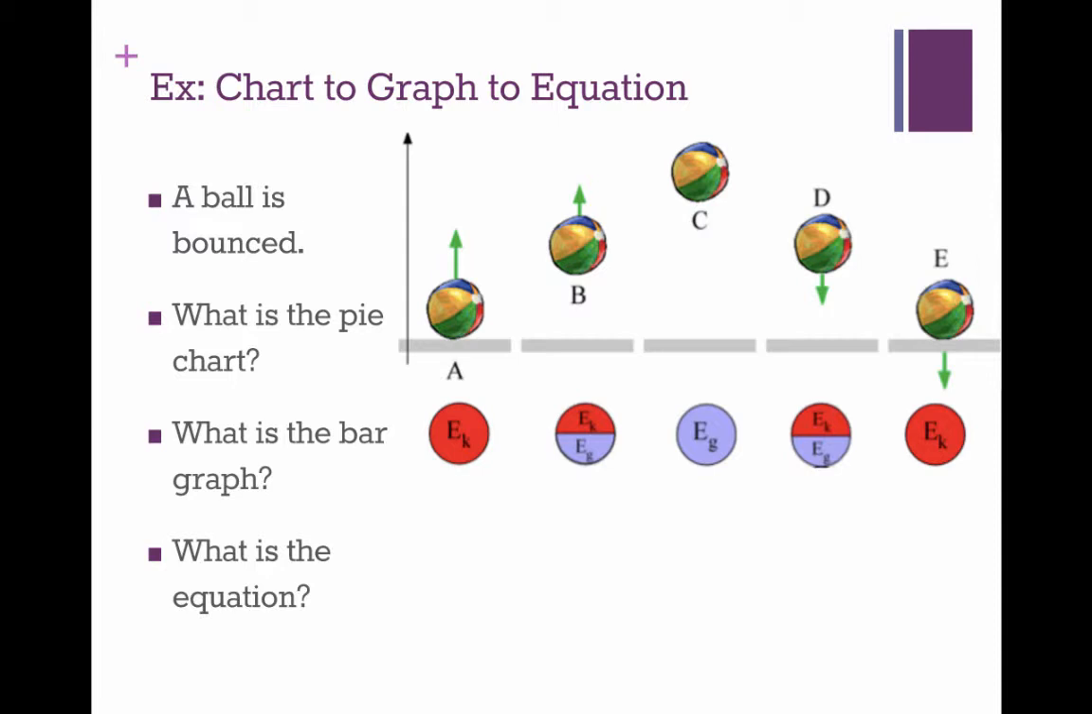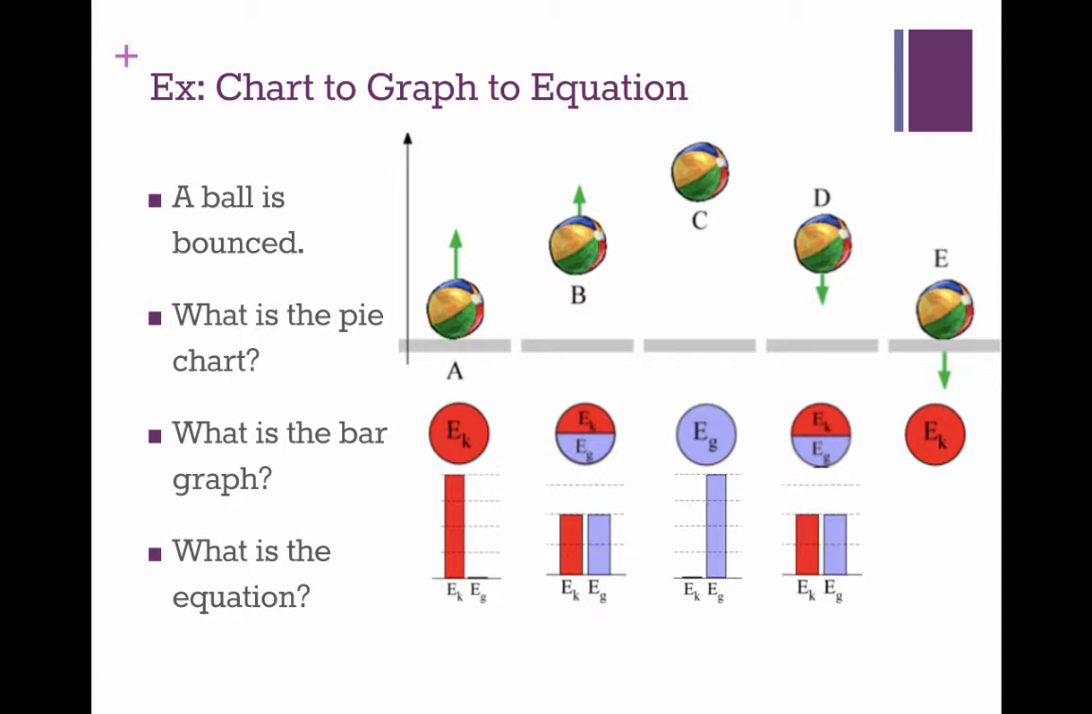Translating those pie charts into bar graphs, again, position A would be all EK, 4 blocks of EK. Position B would be half and half, 2 and 2. C would be all EG. D would be half and half, and E would be all EK.